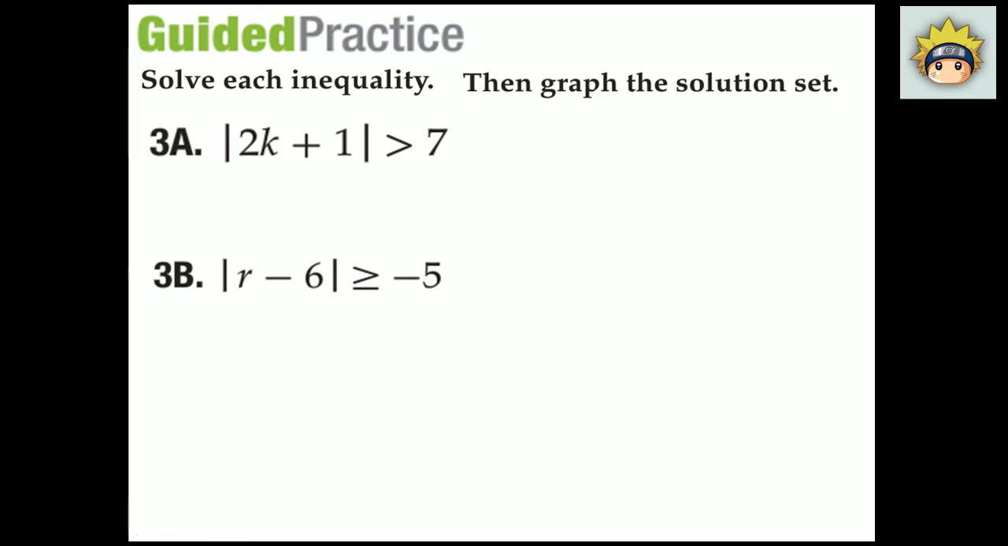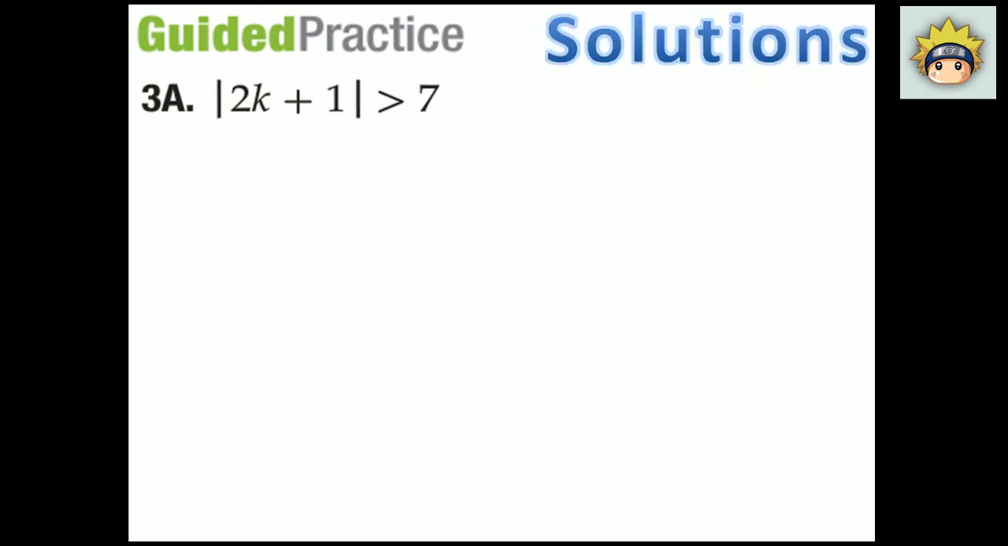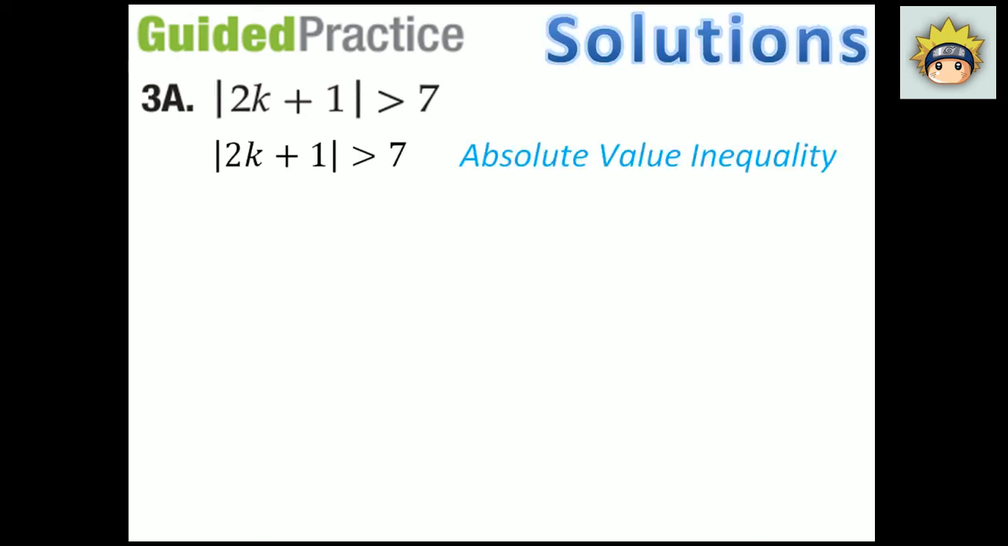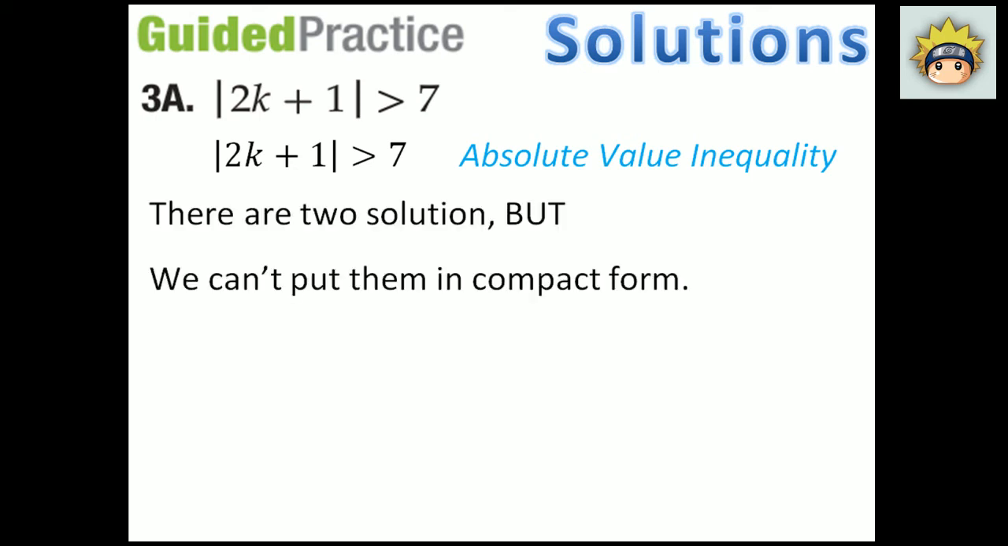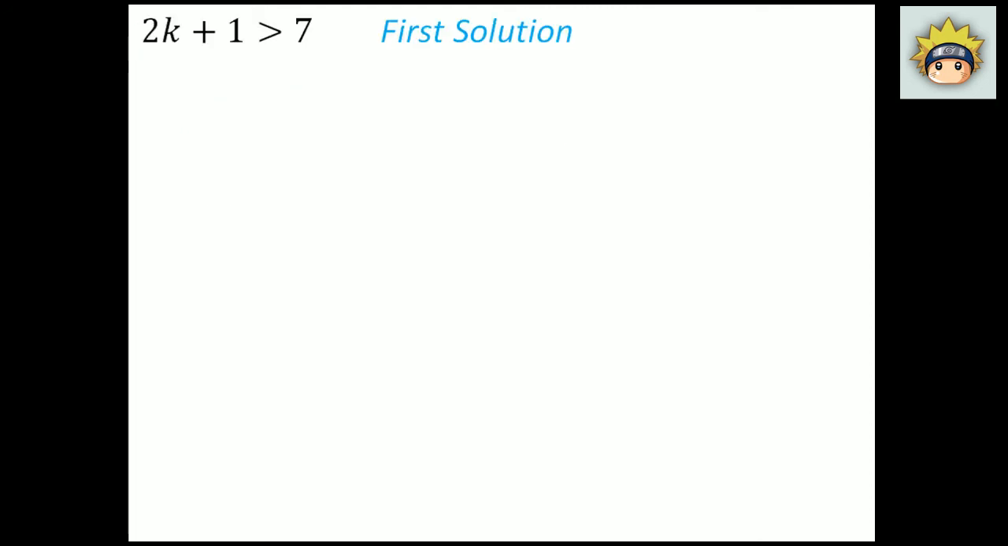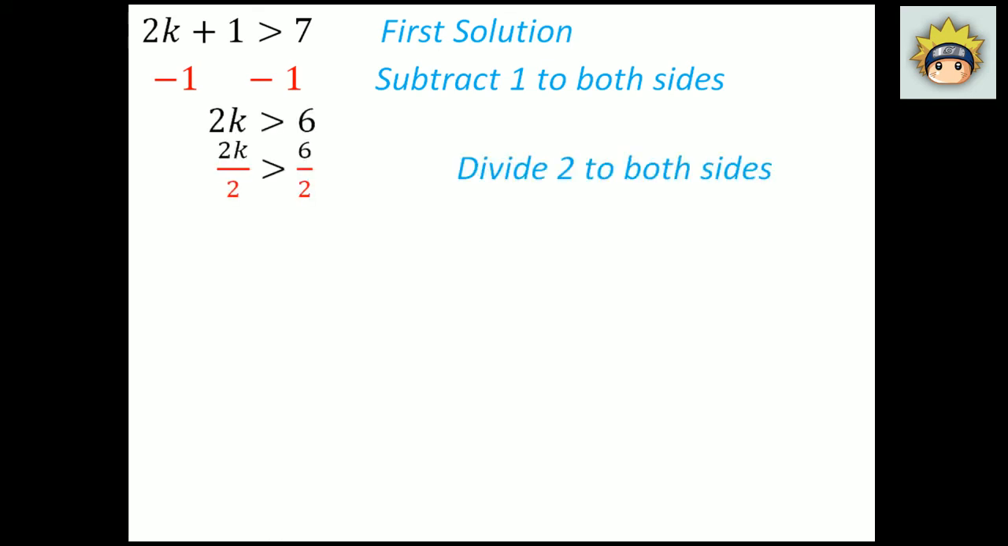Please pause the video and attempt to do the problem. 3a. Notice that it's an absolute value inequality. There are two solutions, but we cannot put this into compact form. Your first solution: 2k plus 1 is greater than 7. Subtract 1 from both sides. It becomes 2k is greater than 6. Divide both sides by 2. Then you get k on the left hand side. 6 divided by 2 is 3. So k is greater than 3 after you simplify.